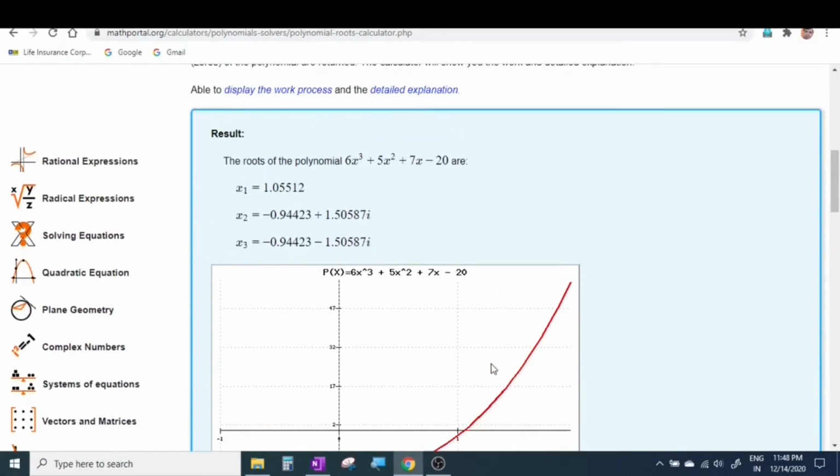See here, I have found out the roots of the polynomial. The roots are here, x1. This is not a rational number actually. This is an approximation of an irrational number. We have only one real root. The other roots are complex roots. We have only one real root, and that real root is not a rational root. It is an irrational root.